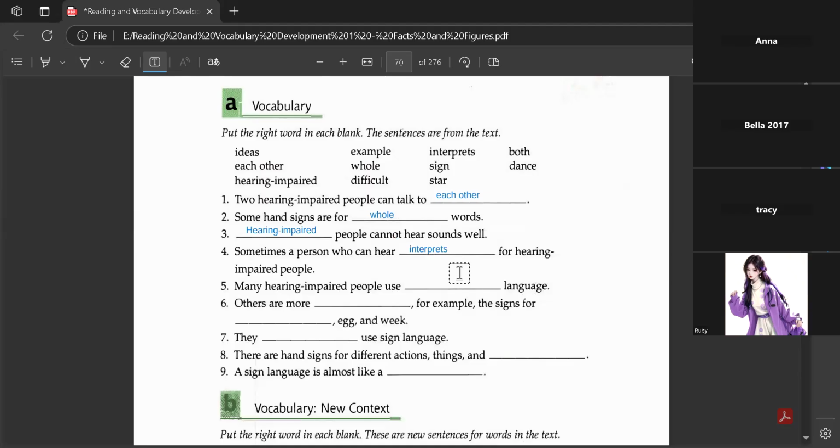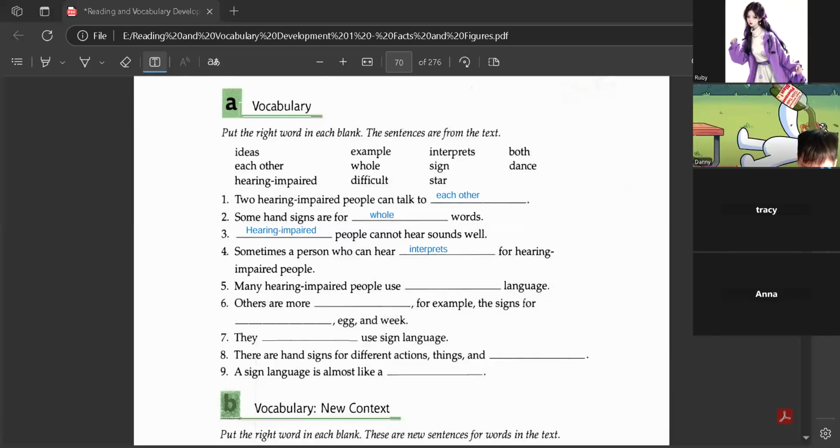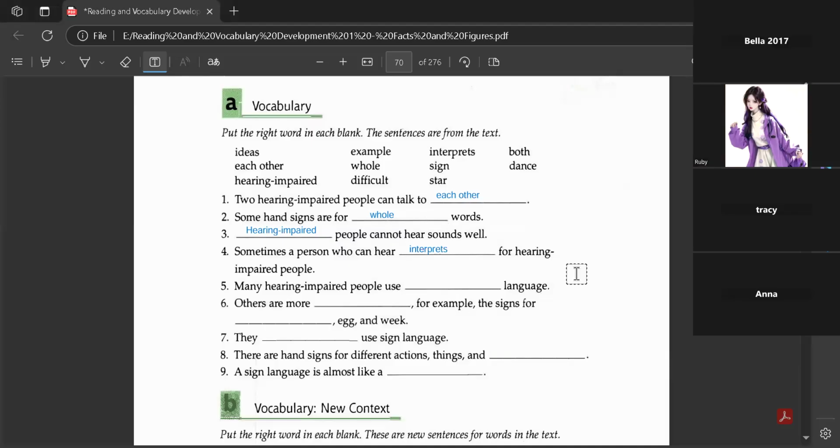Number 5. Many hearing impaired people use... Tracy, are you there, Tracy? Is Tracy there? Okay, fine. Let's head back to Bella. Yes, thank you. Okay, many hearing impaired people use sign language. Okay, very nice. Sign language. Number 6, let's invite Anna.